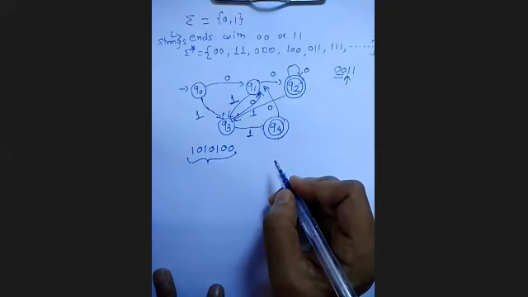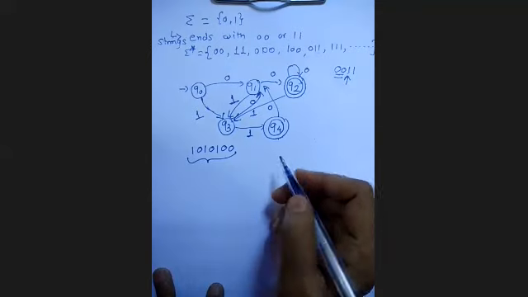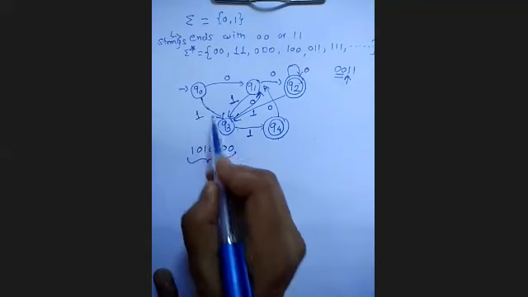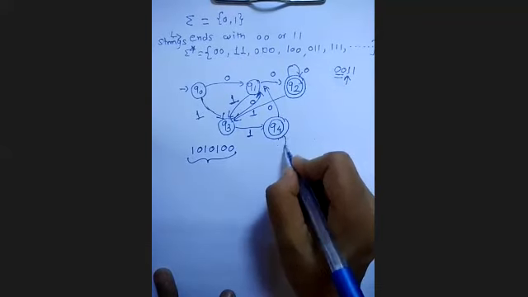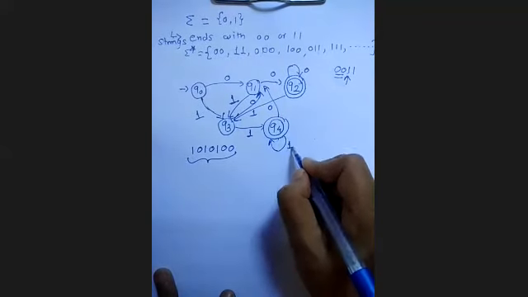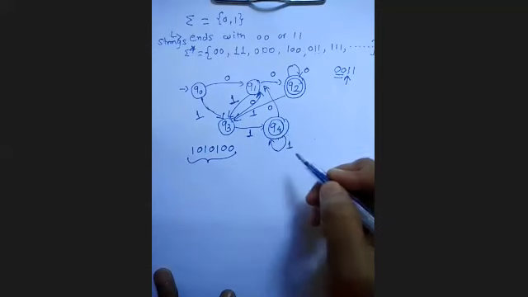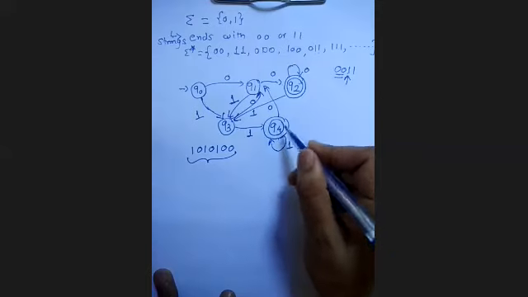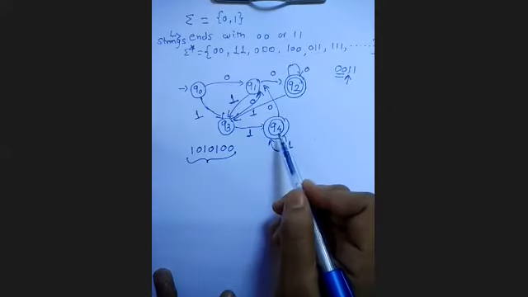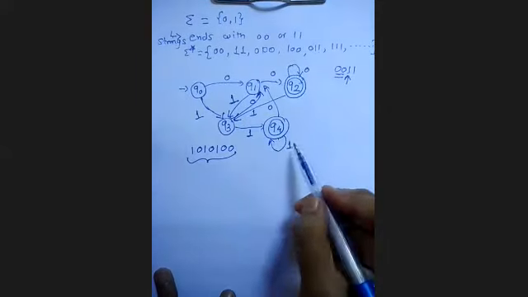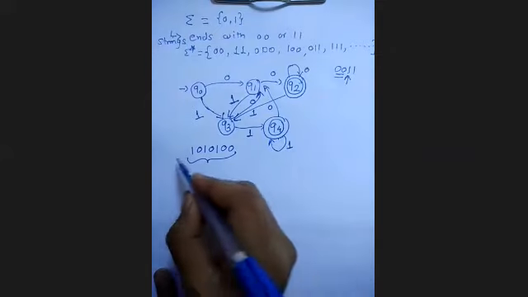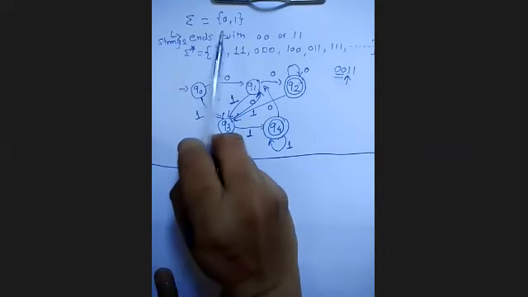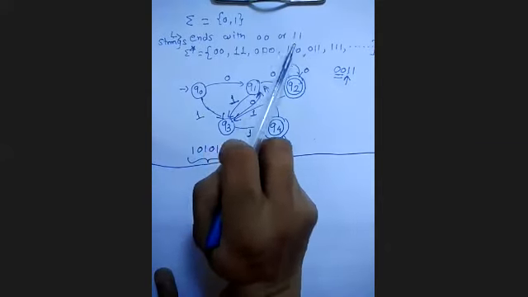itself. It will not go to Q3. Same way, once you have considered 11, and if after that any number of 1s come, this is a self loop. Once you have counted this 11, it will remain in the same state. So this completes the finite automata for all the strings of zeros and ones ending with 00 or 11.